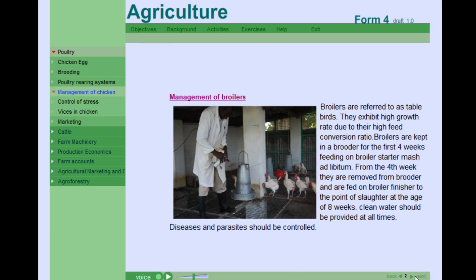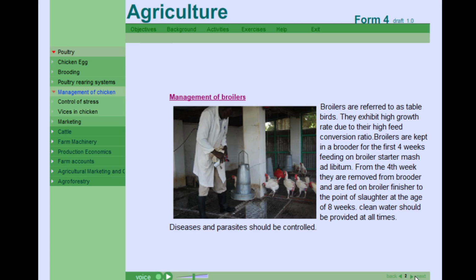Management of broilers. Broilers are referred to as table birds. They exhibit high growth rate due to their high feed conversion ratio. Broilers are kept in a brooder for the first 4 weeks, feeding on broiler starter mash ad libitum.